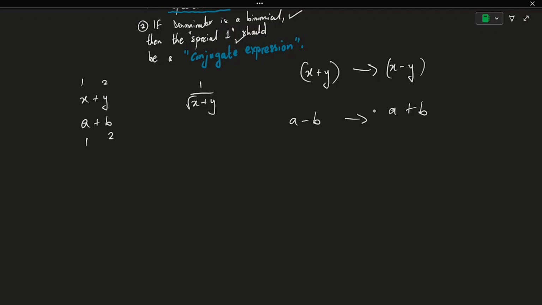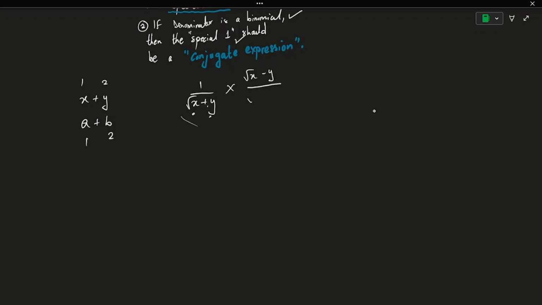So in other words, if we are told to rationalize 1 divided by root of x plus y, we see that there is a square root in the denominator, which means the denominator is irrational. This means that we can use the second rule that we just established, right? If the denominator is a binomial, and this is a binomial because we have term number one, term number two, then the special one should be a conjugate expression. And what is the conjugate expression of root of x plus y? That is just root of x minus y, because we only change the sign.